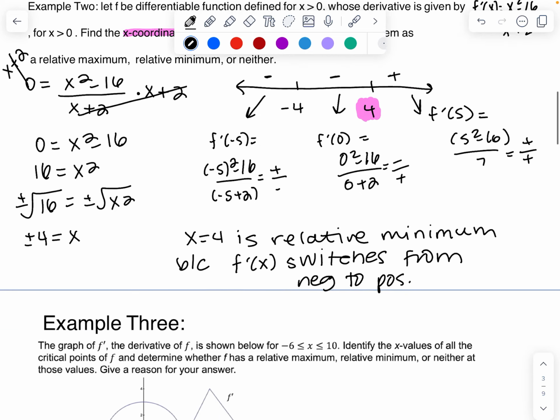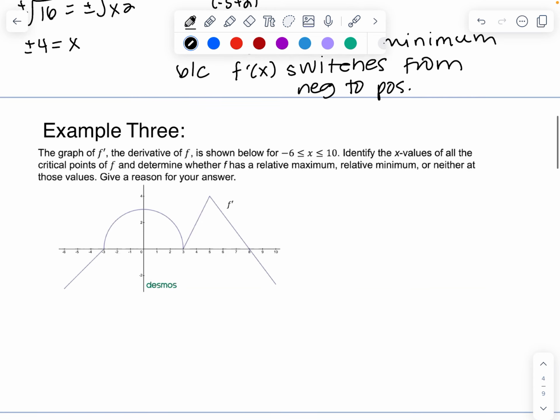Okay, moving on to our next one. So this one's a graphical example. So this says the graph of f prime, so this is the graph of f prime of x, is shown below for negative 6 is less than or equal to x, which is less than or equal to 10. Identify the x values of all the critical points of f and determine whether f has a relative maximum, relative min, or neither. So there are a couple critical points.